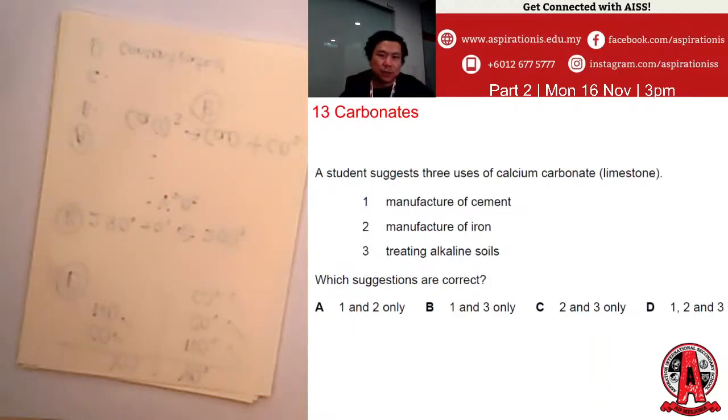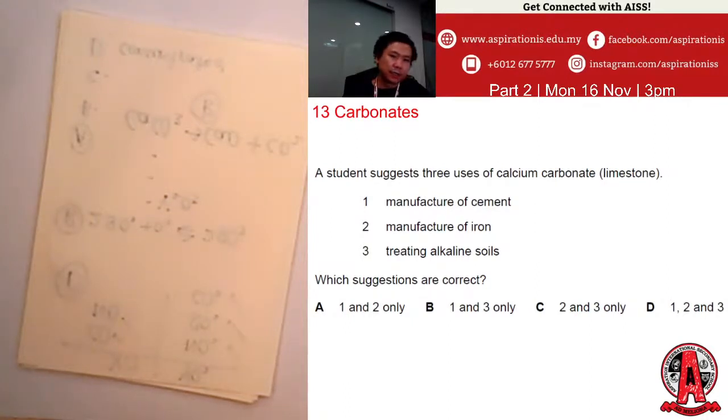Ian, you chose B, manufacture of iron. Didn't we use calcium carbonate to get calcium oxide to react with the acidic impurities to get slag, right? So yeah, D is the answer. So calcium carbonate's use is all three. It's D, guys.